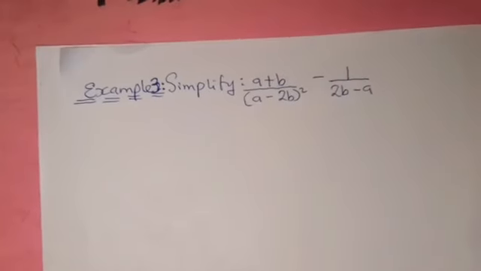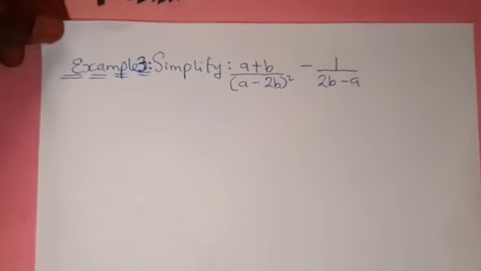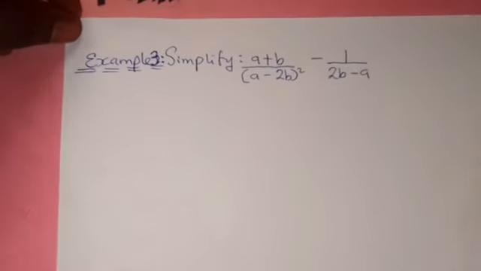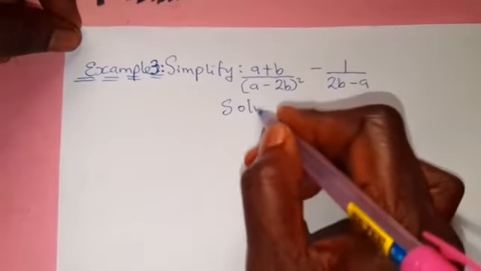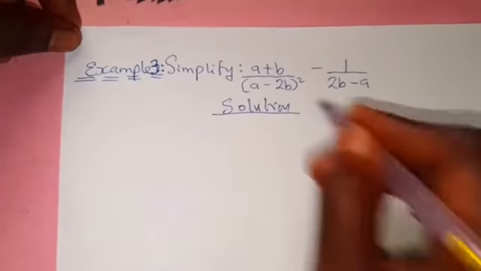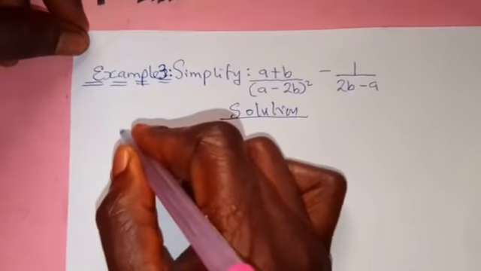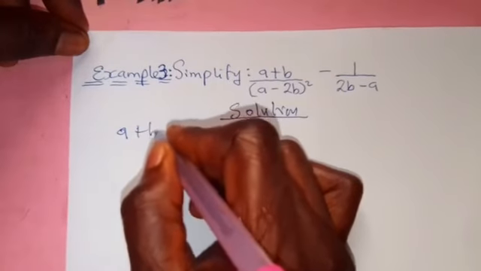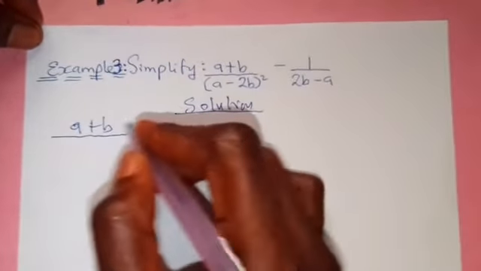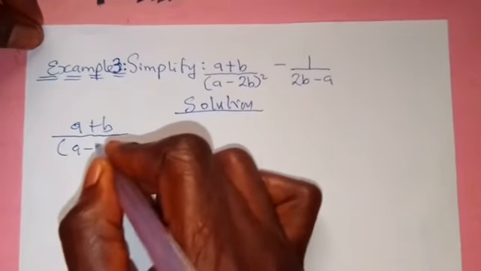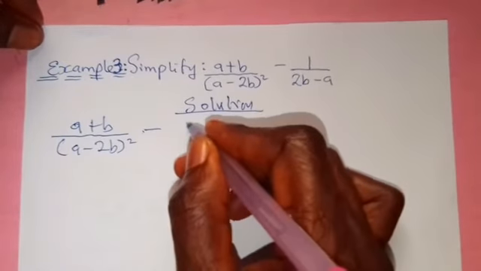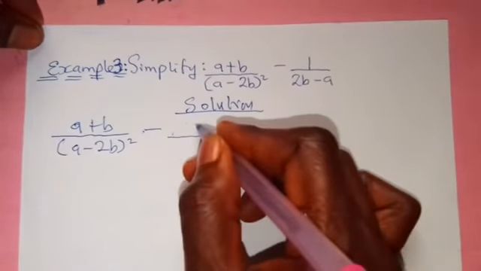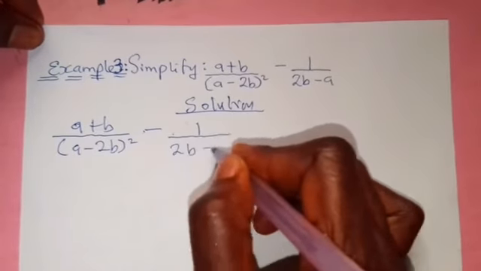Now, to wrap up our lesson today, we are going to take a third example, which is going to be the final example for this lesson. Now, if you observe what we have here, let's just take the solution quickly, okay? Now, we write out these values like we have it there. We say our a plus b, then all upon, here we have our a minus 2b all squared. Then here we have minus what? We rule our line. Then we'll write our 2b minus a.